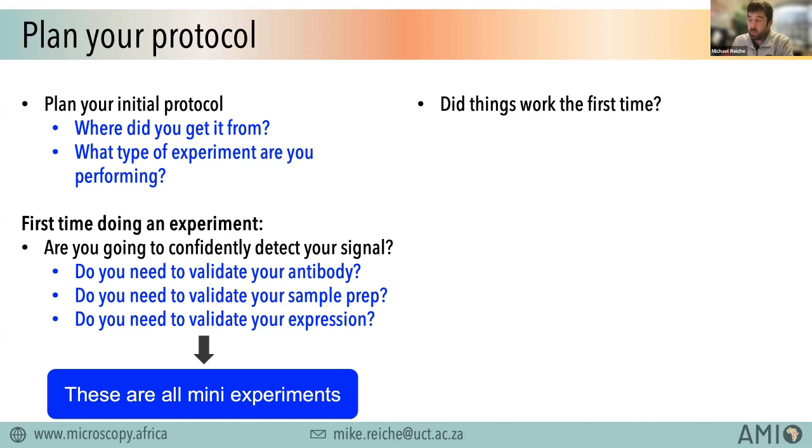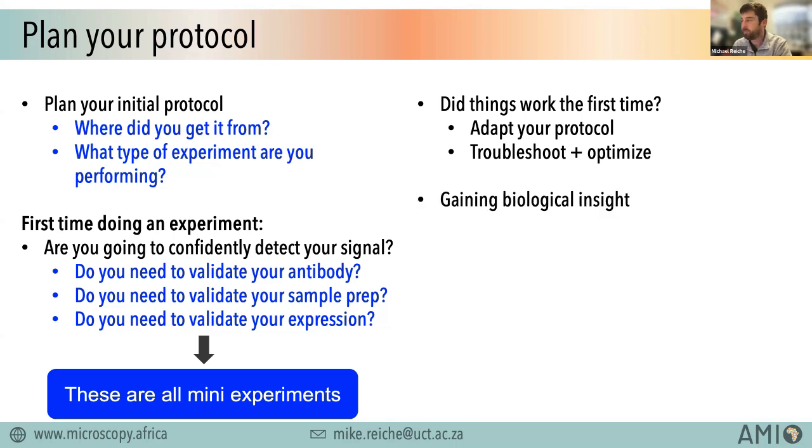So sometimes things don't work for the first time, and that's okay. You can adapt your protocol, you can troubleshoot, and you can optimize. These are all very important parts. Obviously, routine microscopy experiments have less troubleshooting, but particularly when you're doing something new or something for the first time, you might have to spend some time troubleshooting and optimizing. And that can be any part of your pipeline. It can be your antibody labeling, it can be your sample retrieval method. There's many aspects that this applies to.